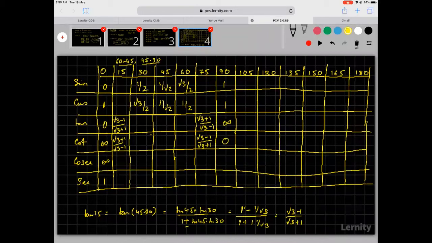Then again, here how can both cos be 0? Cos 90 is 0. So cosecant is 1, secant is infinity. Yes, so carefully please fill this thing up.